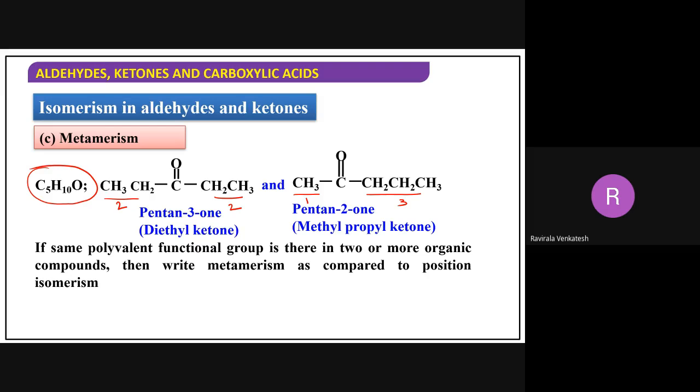And you can also call these position isomers. Why? Because one is 3-pentanone and the other is called 2-pentanone. The root word is the same, pent, but the position of the functional group here is the third position, and here it is the second position. So these can also be called position isomers. But whenever metamerism and position isomerism combine, generally we'll take metamerism as the dominating factor here. Understood?